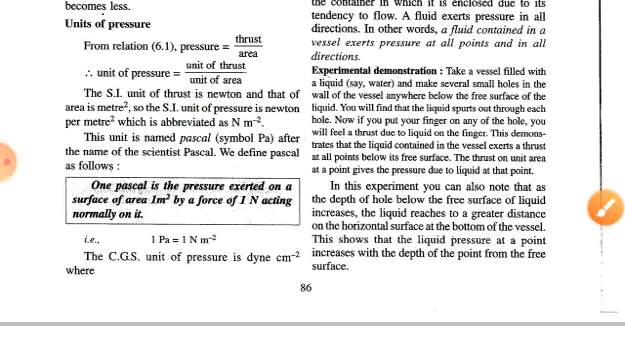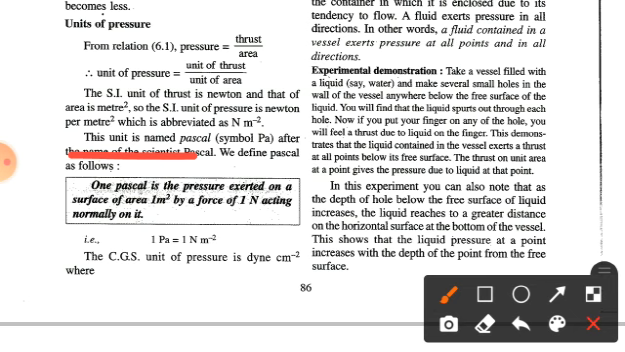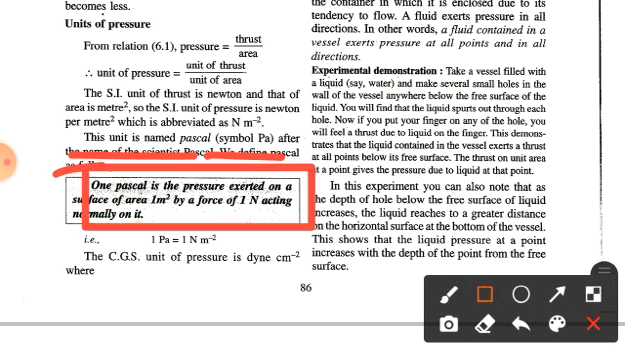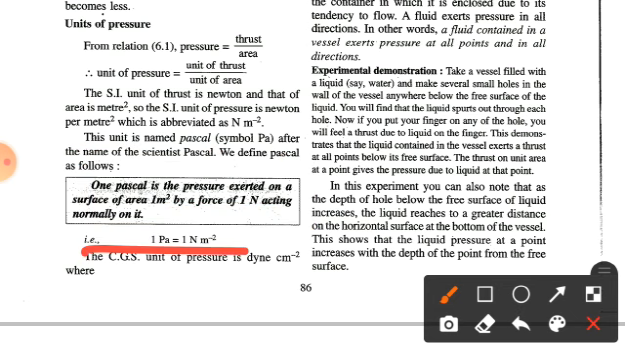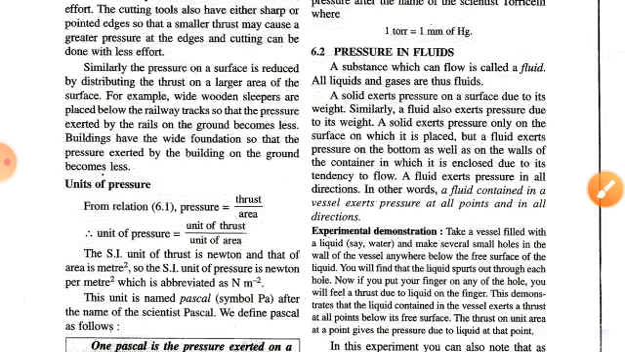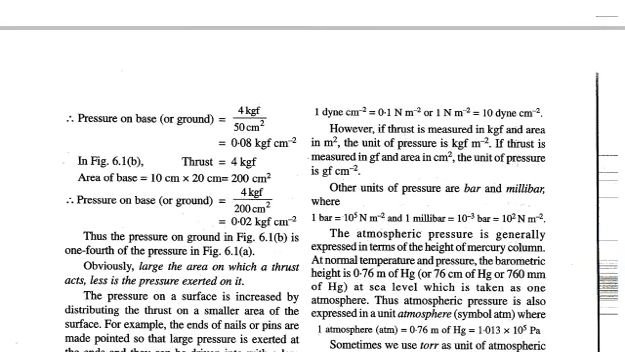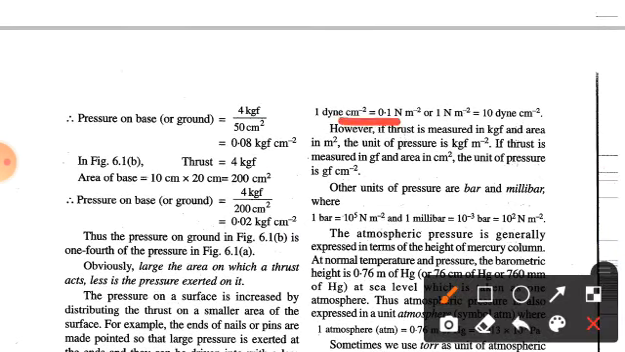So this unit is named after Pascal. After the name of the scientist Pascal, we define Pascal as follows. 1 Pascal is the pressure which is exerted on a surface of area 1 meter square by a force of how much? 1 Newton acting normally on it. That is, 1 Pascal is equal to 1 Newton per meter square, and the CGS unit of pressure is dyne per centimeter square, where 1 dyne per centimeter square is equal to 0.1 Newton per meter square, or 1 Newton per meter square is equal to 10 dyne per centimeter square.